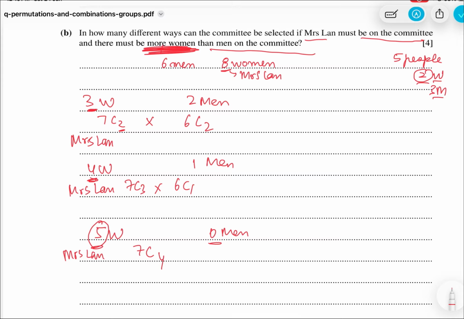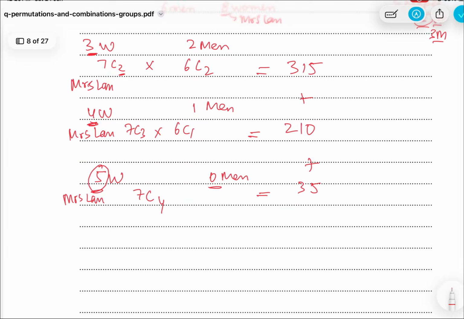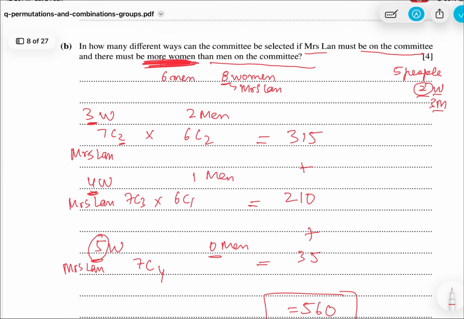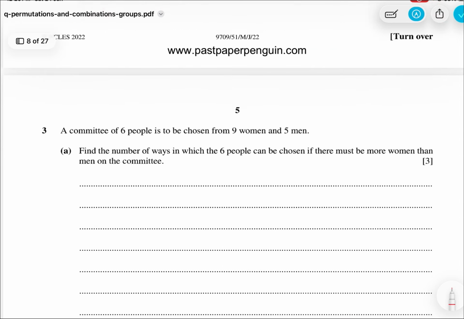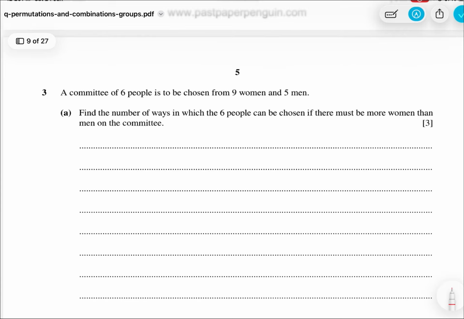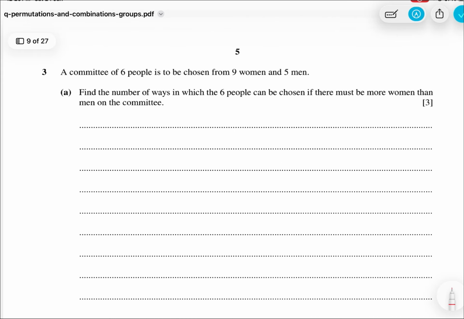All of them are mutually exclusive. This one will come as 315. This one will come as 210. This one will come as 35. Mutually exclusive events add together, and the final answer would be 560. Very good, learners. This was also easy. 4 mark questions you have solved. Clap for yourself. At least clap for yourself. Very good. Let us move on to the next one now.